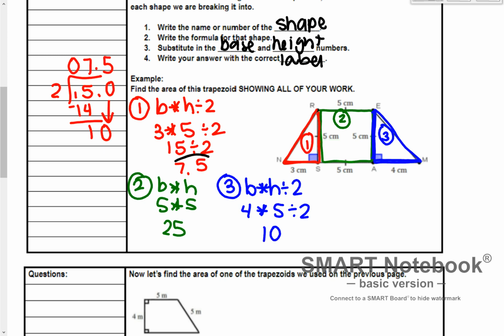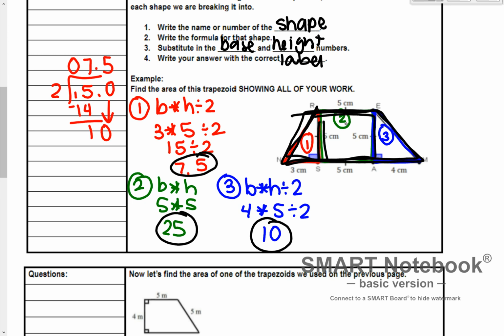Last step, I have to take each one of those areas, and to get the area of the whole shape, I have to add them together. So I have this area plus this area plus this area equals that whole shape. All right, so I'd have 25, 10, and 7.5. Make sure we line up those decimals. We can add a 0.0 to that 25 and that 10.